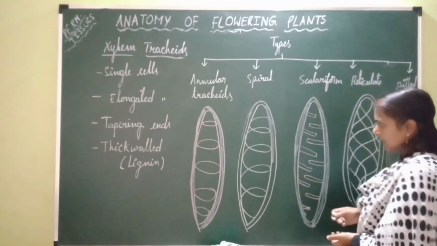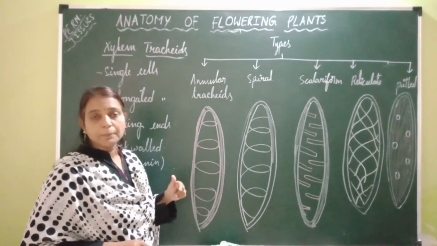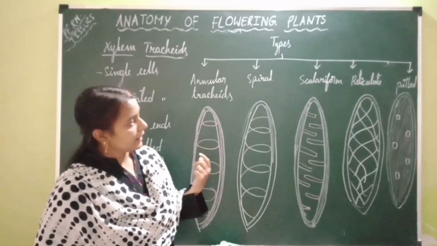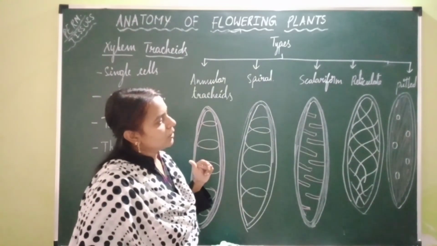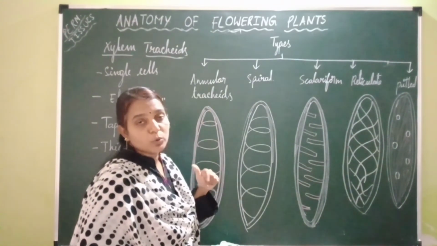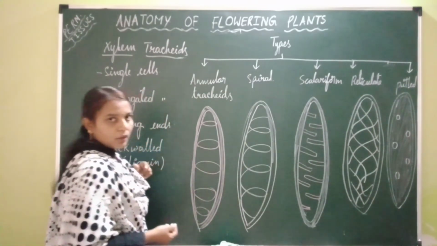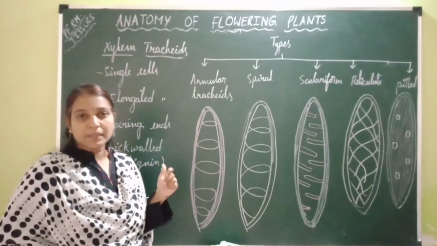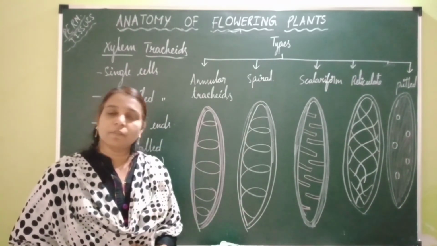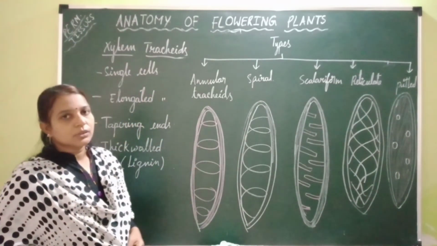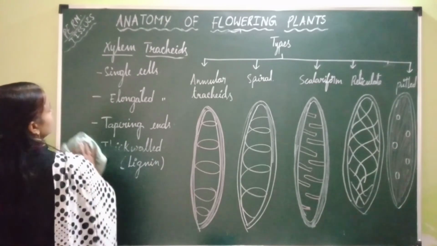Among all these 5 types, the first 2 types, that is annular type and spiral type of tracheids, are present in primitive type of plants, whereas the remaining 3 types are advanced type of thickenings. Among these 3 types also, pitted type is the most advanced type of thickenings, and annular type is more primitive. What is the function of those pits present in the pitted type? Function of pits is to conduct water from one tracheid to another tracheid. So this is all about tracheids. Now let's start with xylem vessels.